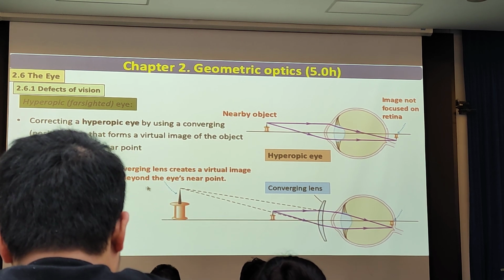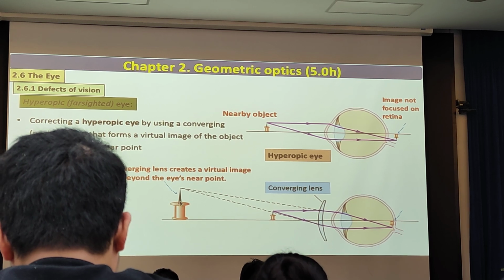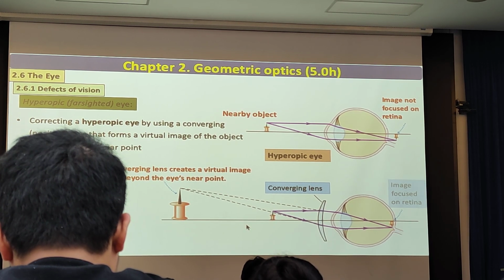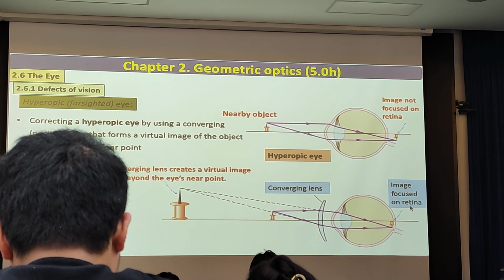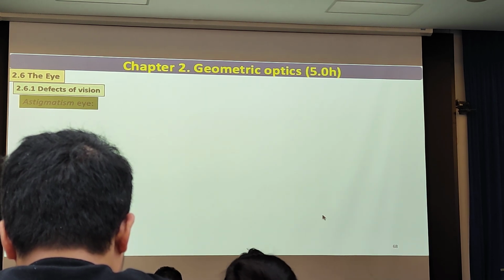Yes, a virtual image at or beyond the eye's near point, and then your eye can observe that object to form the image right at the cornea. It is the system. Yes, the image is now formed on the retina. And we will see right after how we can use that kind of glasses or lens.